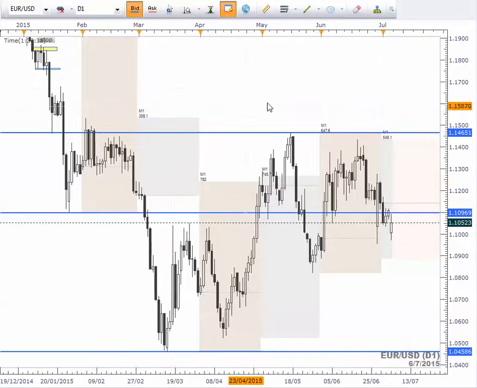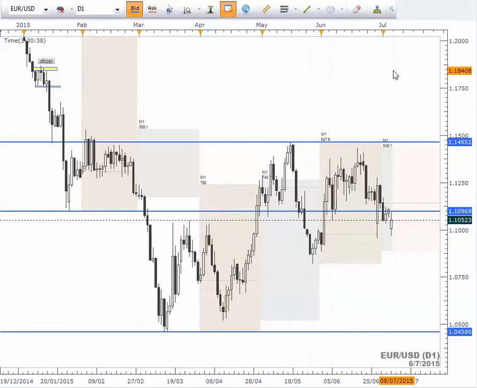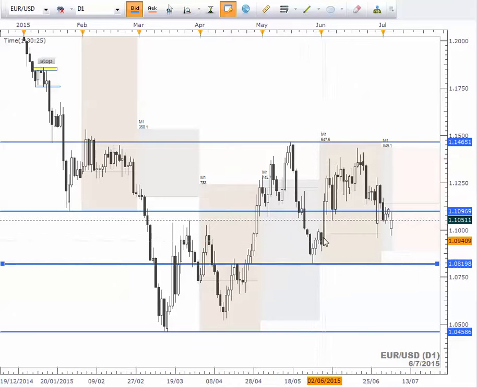I then use time periods, highs and lows, to help me evaluate that level. So this high here is the high for the month. This low here is the low for the month. So as I'm trading in the month of June, my reference points are the previous month's highs and lows.